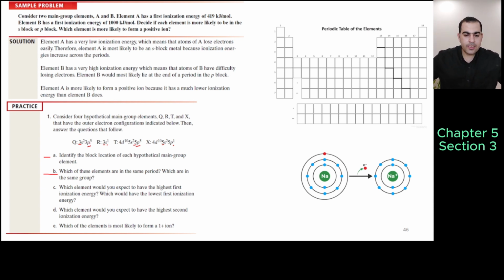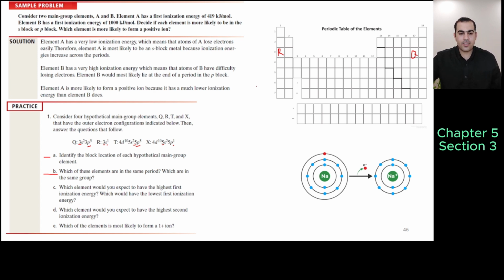Group, this is for the P block. We know the number of electrons in the last S and last P plus 10 tells us the group. So 2 plus 5 plus 10 equals 17. Q is in group 17, but which period? Period 3. So Q is right here. What about R? R is in group 1, S1, and third period, so R is here. So R and Q are in the same period.